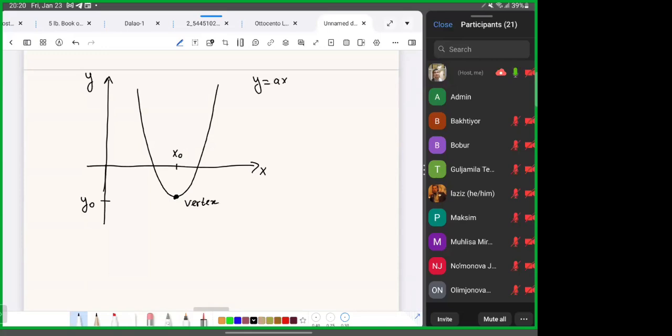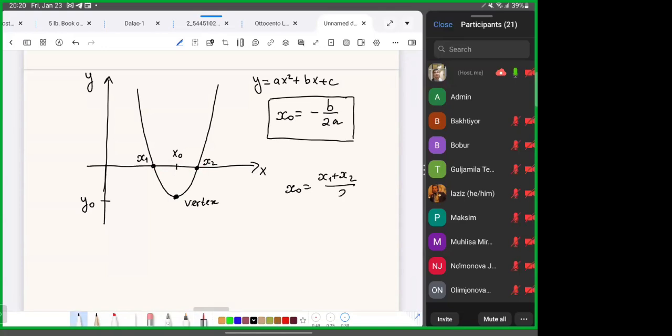The parabola equation is ax squared plus bx plus c. Then it turns out there is a formula for x0. x0 can be found from the coefficients: minus b divided by 2a. This is a very important formula. And if your parabola has x-intercepts, like here x1 point, here x2 point, then their midpoint will be the x-coordinate of the vertex. Now you can find x0 is x1 plus x2 divided by 2.